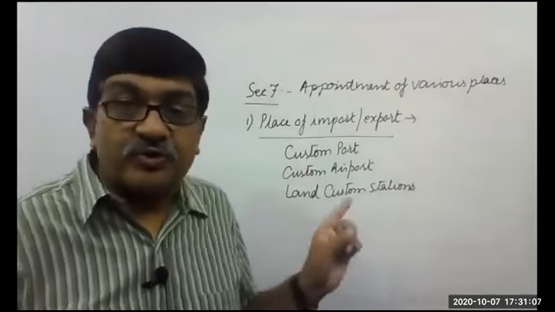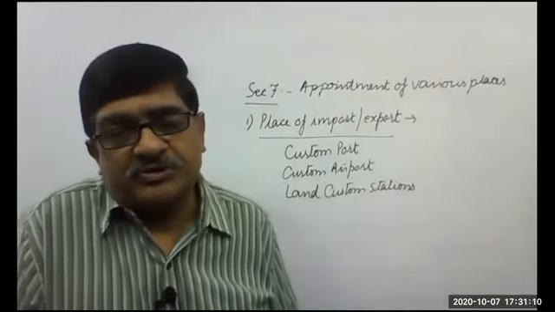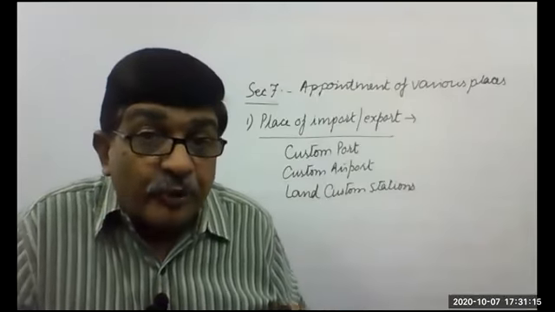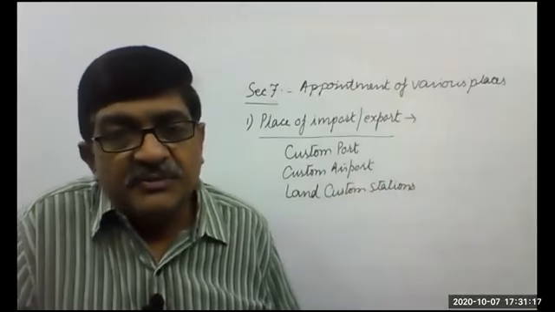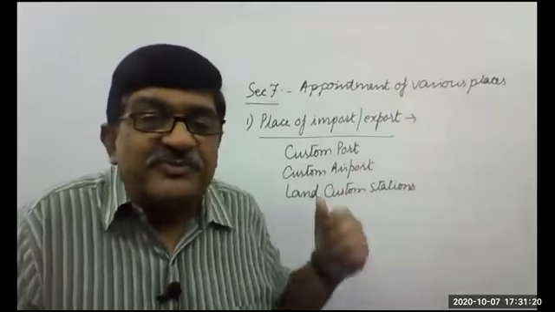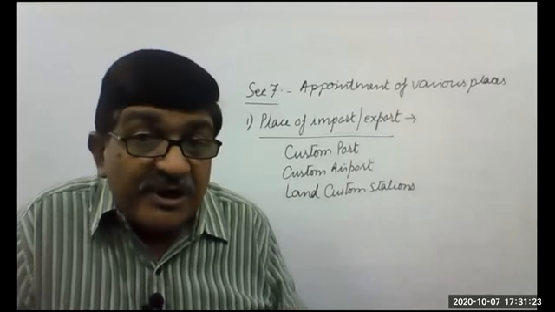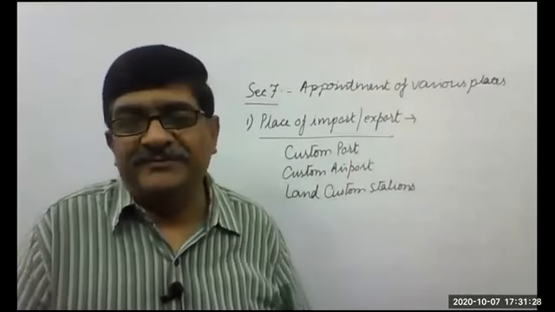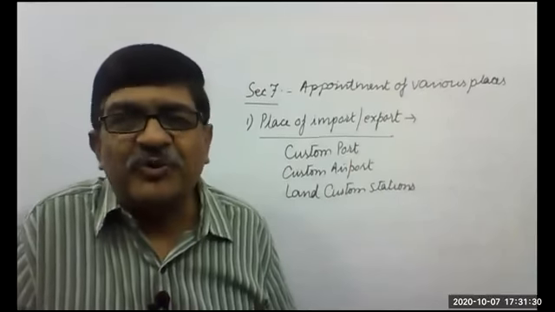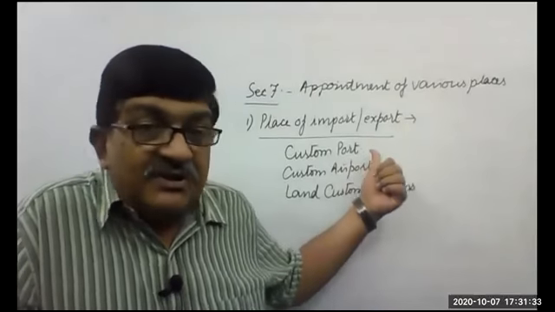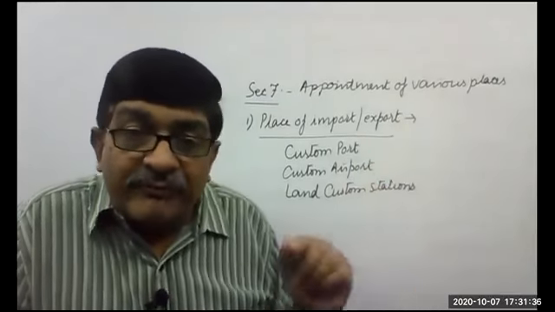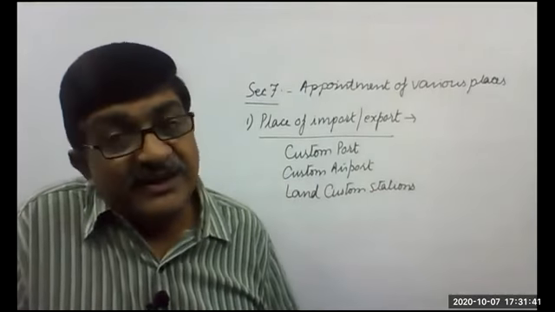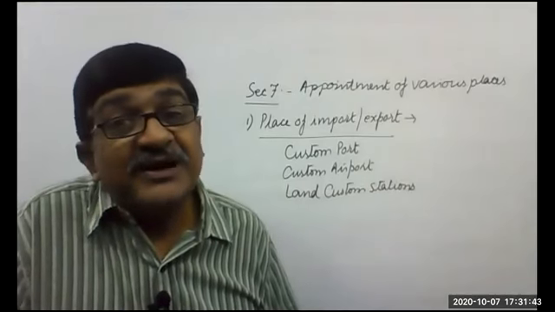All these three things taken together are referred to as places of import and export. Import, or you can say unloading of the imported goods, only at these places. Export of the goods only from these places. Attempted import at any other place, or attempted export from any other place, that is smuggling. Very thin line between smuggling and import export. If these are the places from where only import and export activity should take place, anything else will be treated as a smuggling activity.